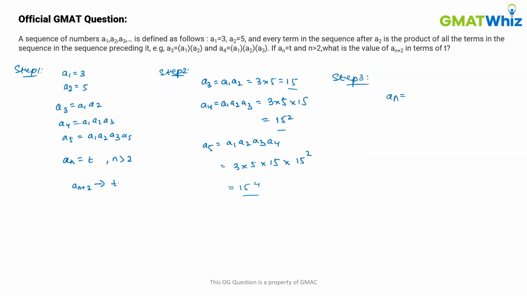Now, an is equal to t. Then, an plus 1 will be equal to the square of t. And therefore, an plus 2 will be the square of t squared, which is equal to t to the power 4. Therefore, an plus 2 will be equal to t to the power 4, which is the option D.